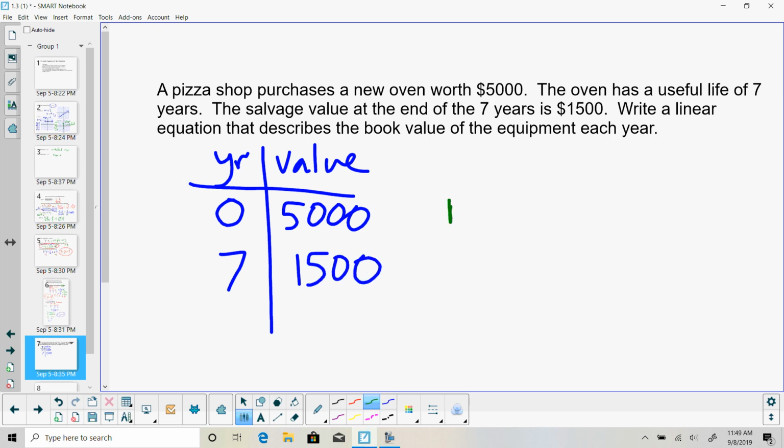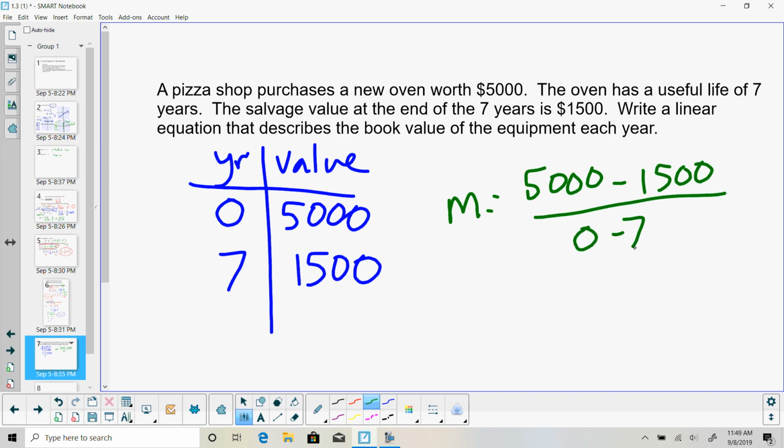So we want to find the slope, and to find the slope, we're going to do 5,000, difference in the y, so 5,000 minus 1,500, divided by difference in my x's, 0 minus 7. So I think I get 3,500 divided by -7. And I think that looks like it's going to be -500. So it looks like it's dropping in value $500 each year.